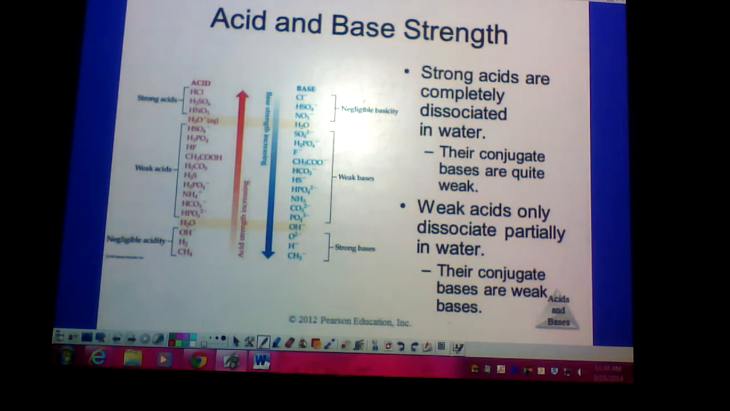So we know that there are 7 strong acids. You were asked to memorize those a few chapters ago. We know that there are 8 strong bases. Again, you were asked to memorize those a few chapters ago.